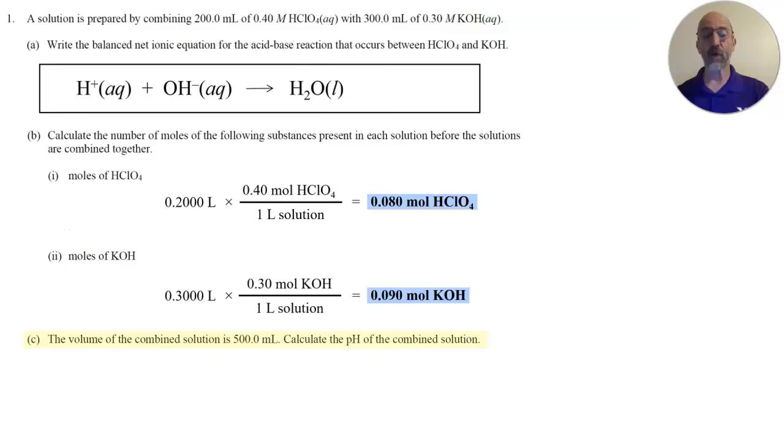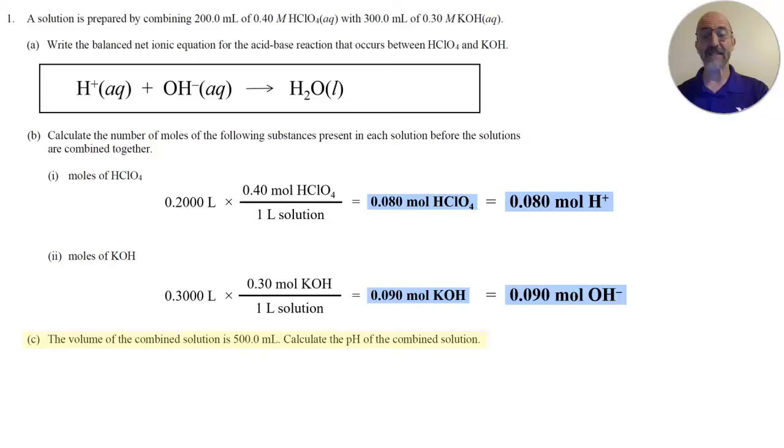In part C of question 1, we have to determine the pH of the combined solution, which is 200 plus 300, or 500 milliliters. So how do we figure out the pH? Well, remember that a strong acid is essentially H+, so I'm just showing H+ because of the strong acid, and a strong base is essentially OH-. I just rewrote those same values as 0.080 mole of H+ and 0.090 mole of OH-.